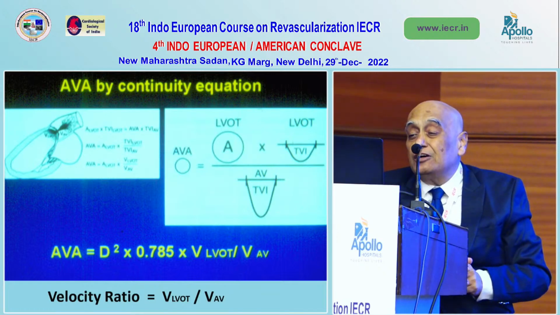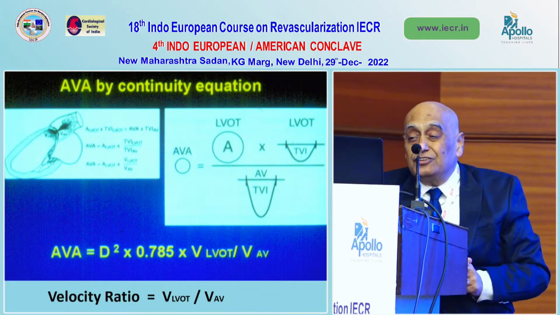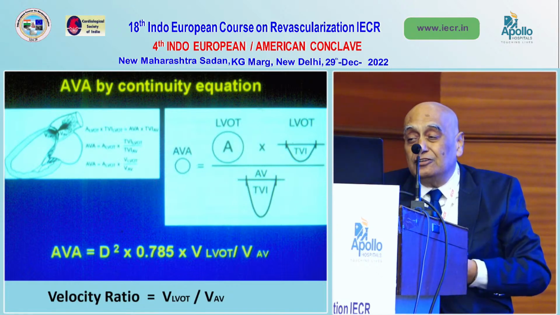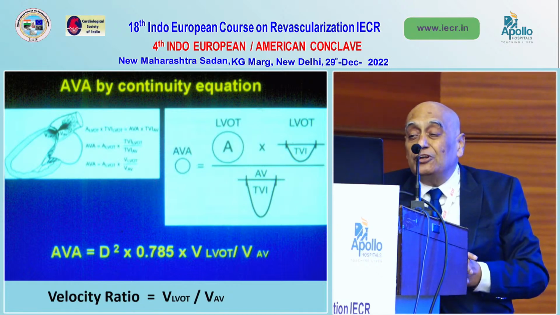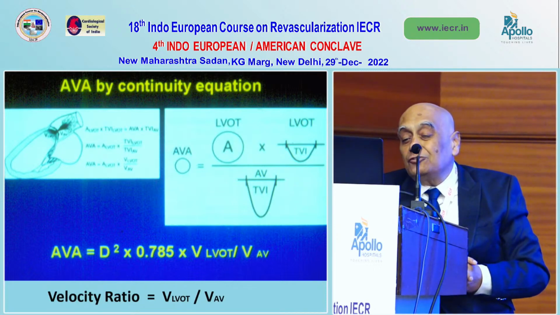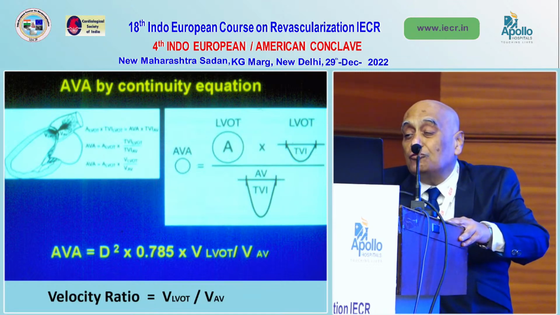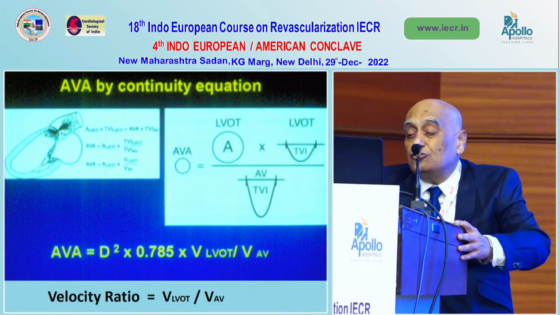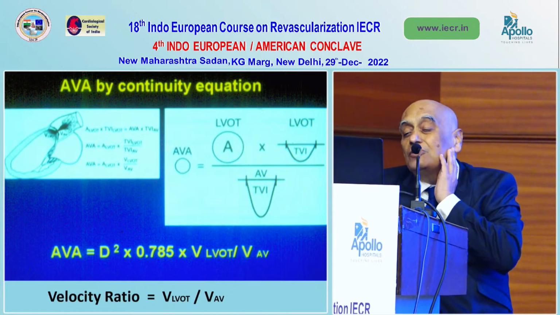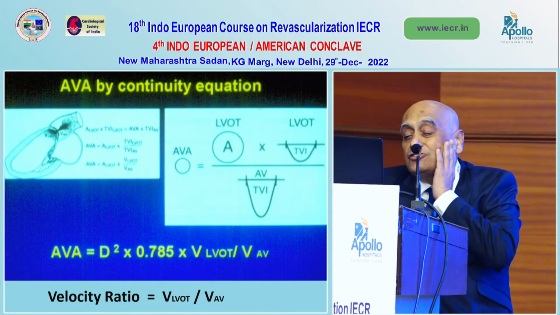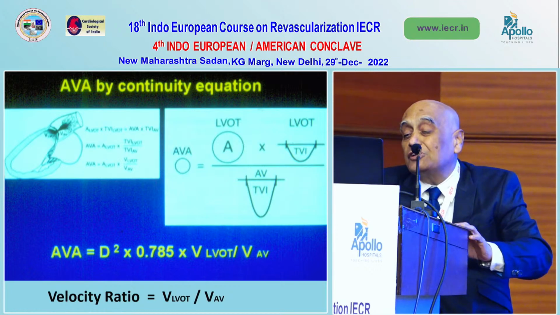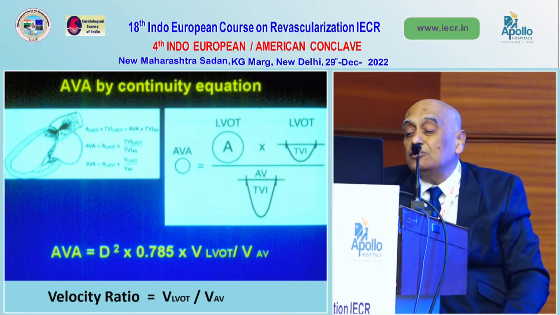The aortic valve area, as shown diagrammatically here, is the LVOT cross-sectional area multiplied by the LVOT VTI divided by the aortic valve VTI. The ratio of the VTIs is actually the ratio of the peak velocities. So you can shorten this formula to include just the peak velocity of the LVOT divided by the peak velocity across the aortic valve.